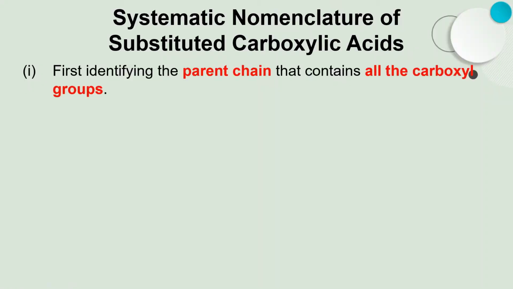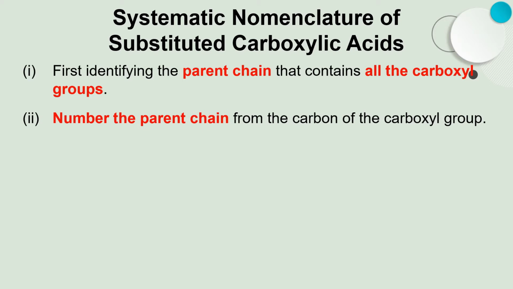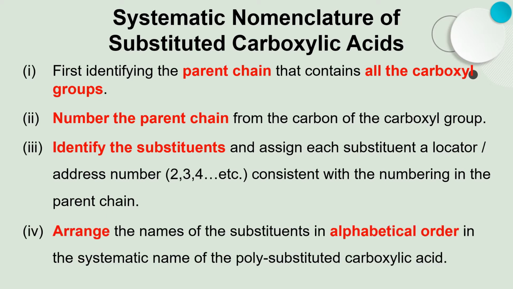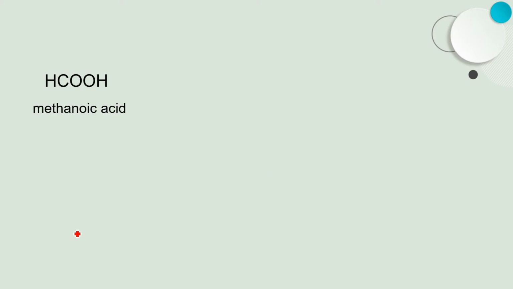For systematic nomenclature of substituted carboxylic acid, first we need to identify the parent chain that contains all the carboxyl groups if there is more than one carboxyl group. Second, number the parent chain from the carbon of the carboxyl group. Third, identify the substituents and assign each substituent a locator or address number consistent with the numbering in the parent chain. And lastly, arrange all the names of the substituents in alphabetical order in the systematic name of the polysubstituted carboxylic acid. Here are some examples for the IUPAC nomenclature of carboxylic acid.